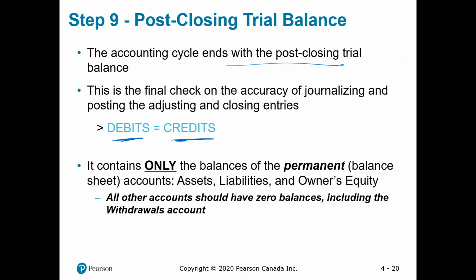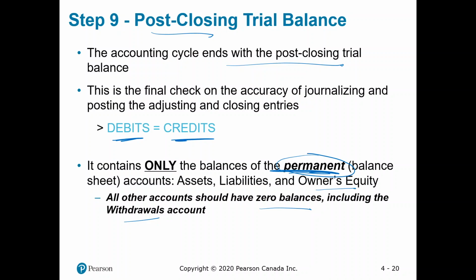Here, in this post-closing trial balance, we'll see that the only balances that remain are our permanent accounts. So those balance sheet accounts, our assets, our liabilities, and our owner's equity, or for now, the capital account. In our closing process, we closed all of the temporary accounts to 0. So our revenues, our expenses, and our withdrawals should all have 0 balances. And we know on a trial balance, we only show the accounts that have a balance, so we will only see these permanent accounts.